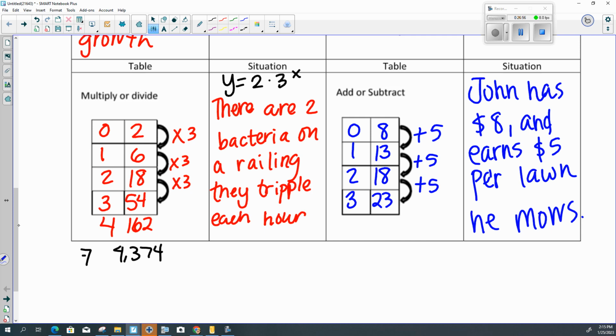Once you have your pack, you're going to sort them into 3 categories. So here's what the paper says. After sorting the cards, write equations, tables, and graphs in the appropriate column. So let me show you.